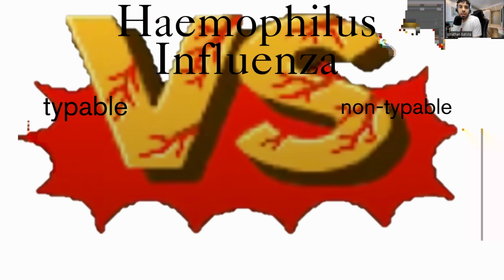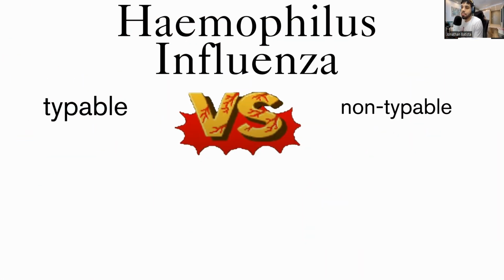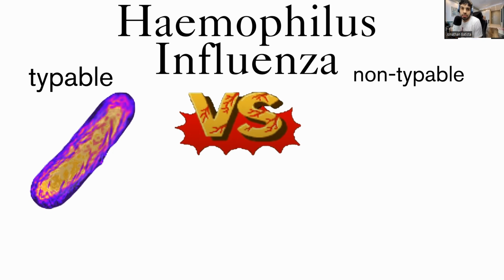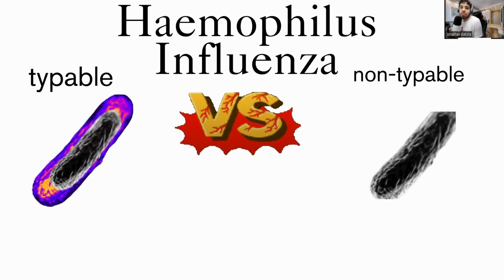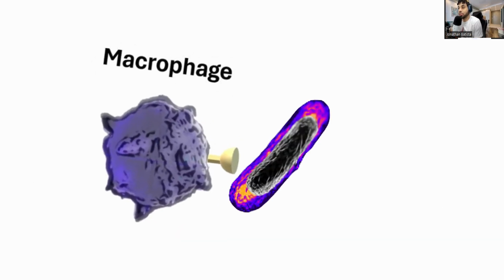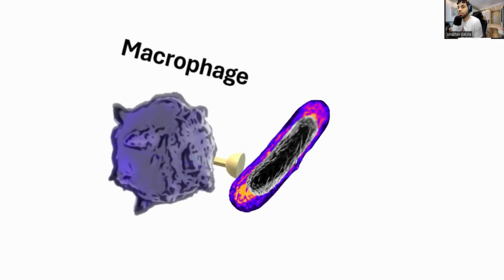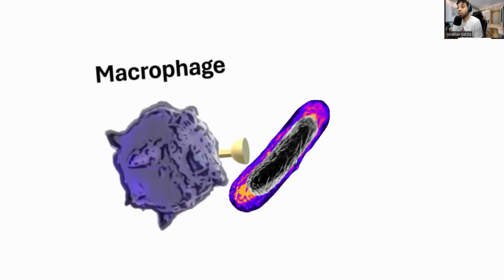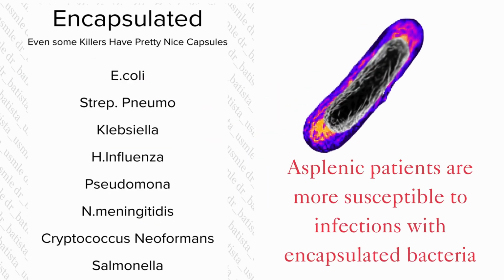Haemophilus influenzae, you have typable, non-typable. Remember that there are some microorganisms that can protect themselves with a capsule, okay? They can actually utilize capsules to avoid phagocytosis, and that is very important. There's a system of phagocytosis which they are able to avoid. So for encapsulated microorganisms, there is this mnemonic: Even some killers have pretty nice capsules. They're able to avoid the typical macrophage reaction.